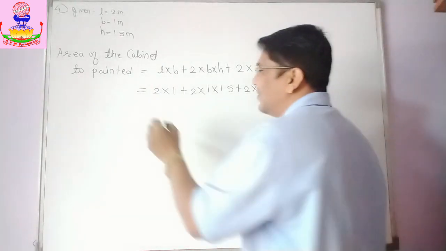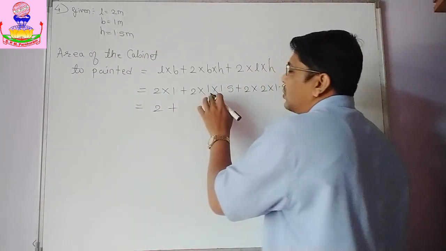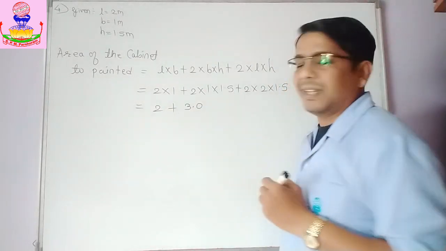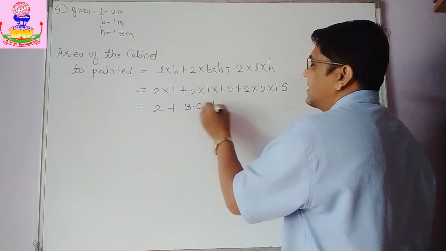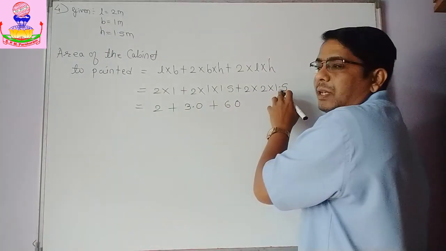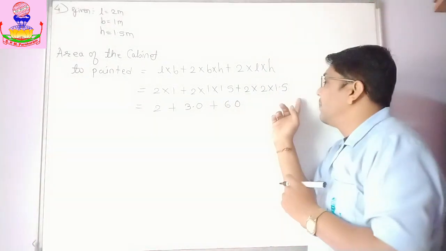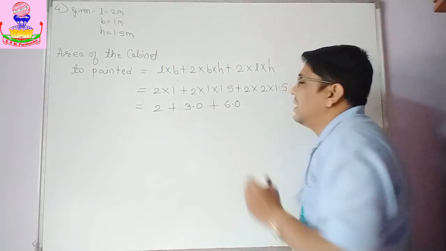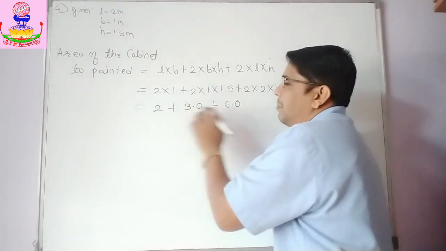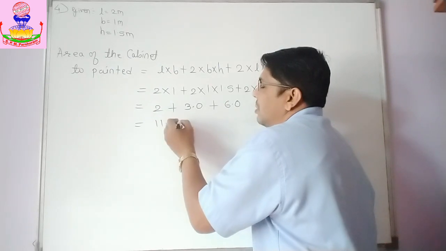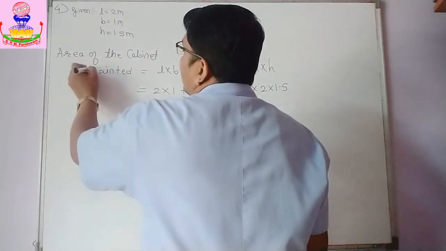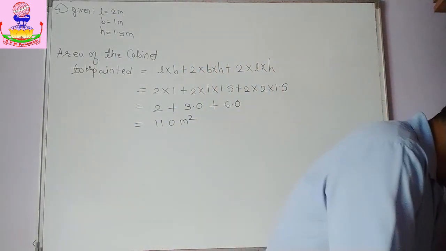Now I know the tables. 2 ones are 2 plus 2 ones are 2 and 15 twos are 30. But it is 1.5. So decimal point after one digit. Right? Plus 2 twos are 4 and 15 fours are 16. But there is one decimal point, one digit after decimal point. Okay. So here decimal point after one digit, that too from right hand side towards left hand side. Okay. So 2 plus 3, 5. 5 plus 6, 11. So 11.0 meters square. So that is the area of the cabinet to be painted.